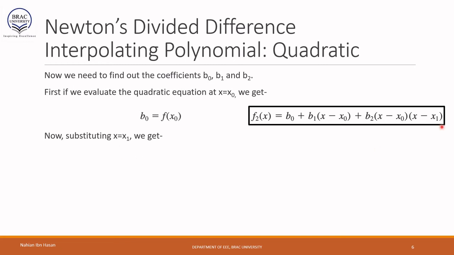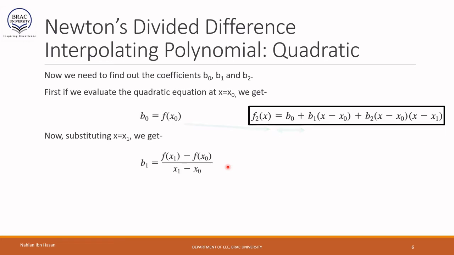Let's say at x equal to x1, what are we going to do here? At x equal to x1, this third term is going to be equal to 0, because x1 minus x1 is 0. So we are just left with b0 plus b1 times x1 minus x0. So b0 is already determined here, which is f of x0. So we can easily manipulate these terms and get the value of b1, which is f of x1 minus f of x0 divided by x1 minus x0. So b1 can be determined easily here.